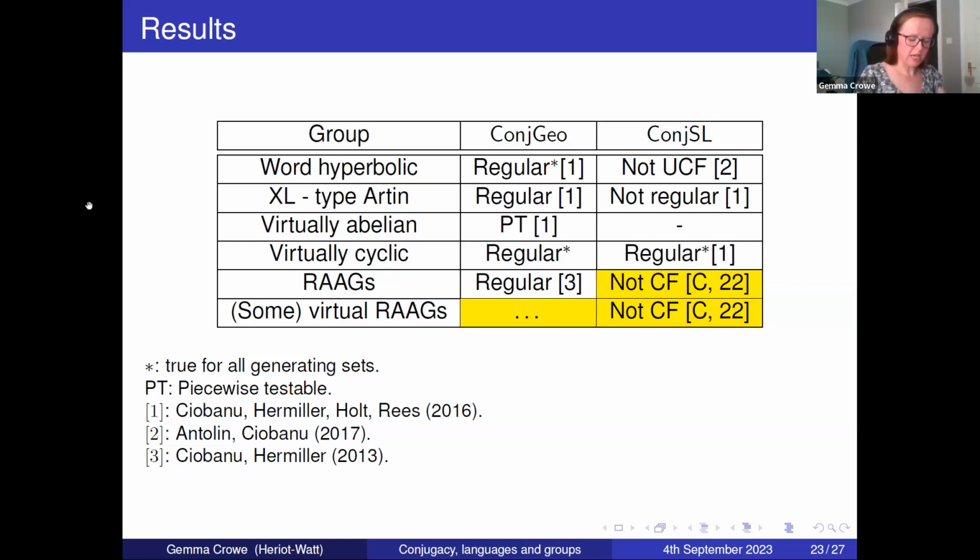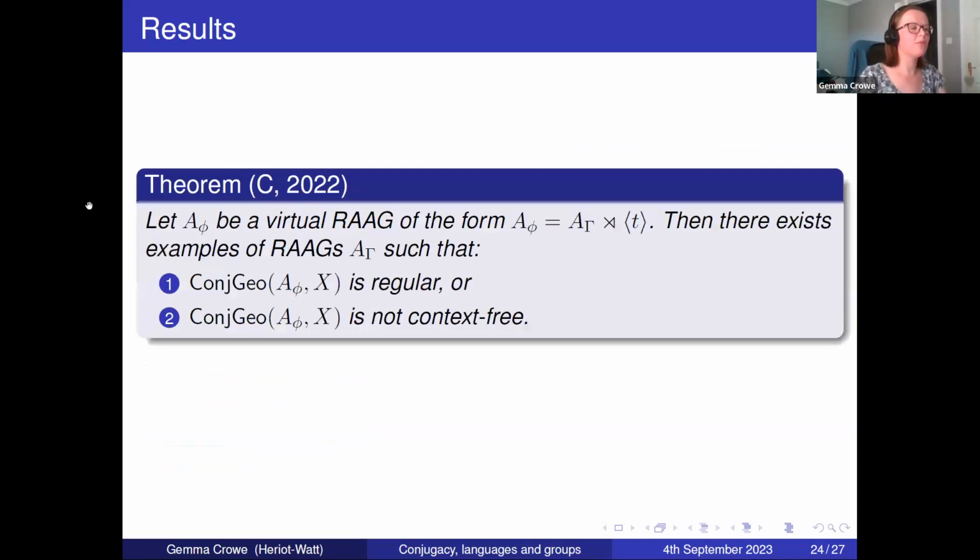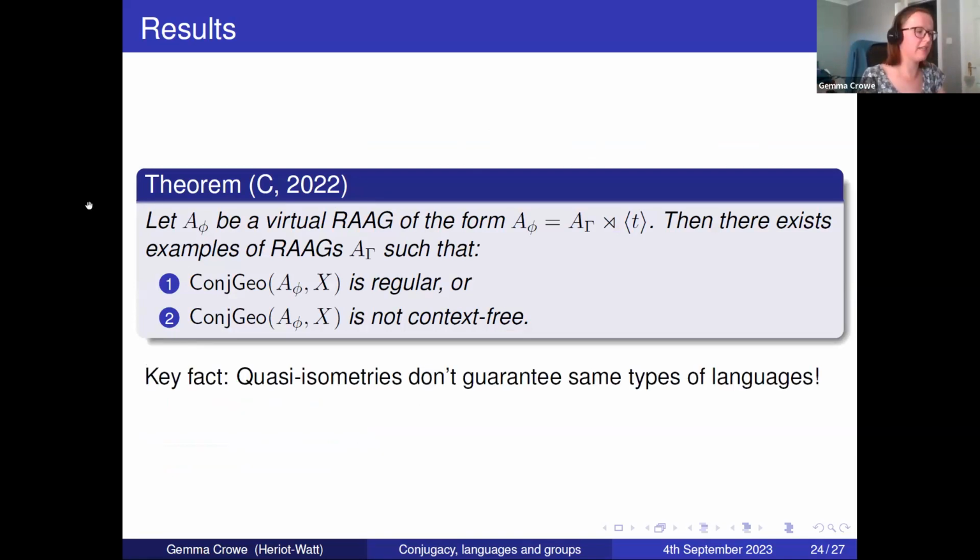And the punchline, in a way, is sometimes they do, sometimes they don't. So I managed to find some cases where a virtual RAG could be regular conjugacy geodesics, but then I also found another example where it was not context-free. So very much not regular, so quite different. So I guess the bottom line in all of this is quasi-isometries definitely don't guarantee the same types of languages. There's lots of weird and wonderful stuff, I guess, going on.